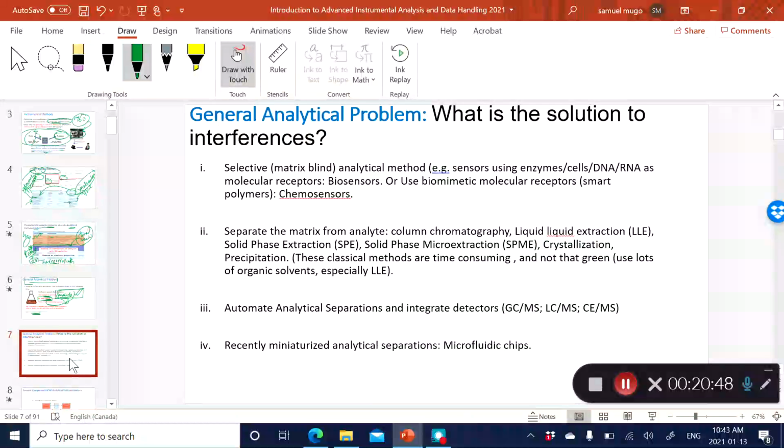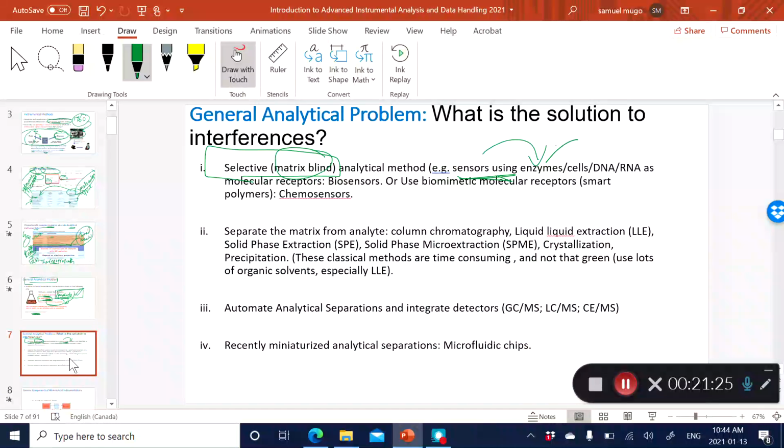So you can develop an analytical method that is selective to the analyte of interest, meaning it's completely blind to the matrices. And that's what people often refer to as sensors. There are so many different types of sensors, where the sensor is very specific to the analyte of interest and totally blind to the other interfering species that are present. Often you have to look for a molecular receptor that is very, very specific to the analyte of interest.